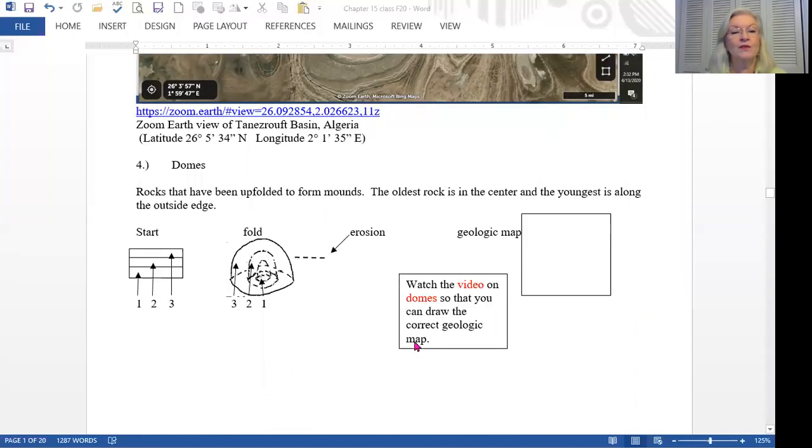So domes go the other way. Instead of a nested bowl shape, it's a nested dome shape. So again, you push in all the way around, but you push it in so it looks like we've turned those bowls upside down. With this one, because you're pushing in all the way around, the young rock 3 ends up being on the outside, and the old rock 1 ends up being trapped in the middle. And so we should expect to see nested circles with 1 in the middle and 3 on the outside.